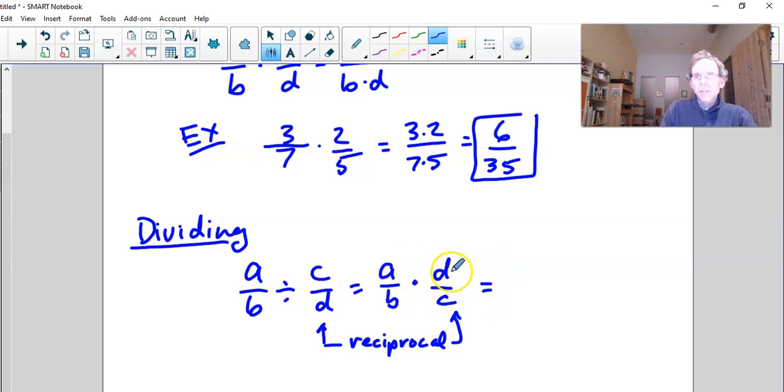And now that it's multiplication, you do what we just did before. You multiply the numerators, you multiply the denominators. So you get a over d, a times d over b times c.